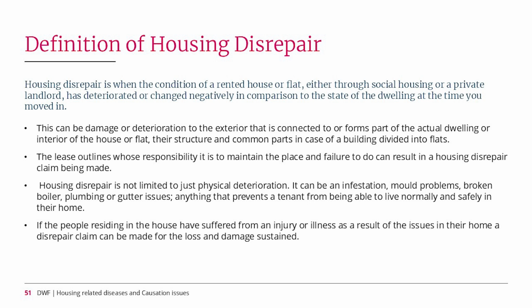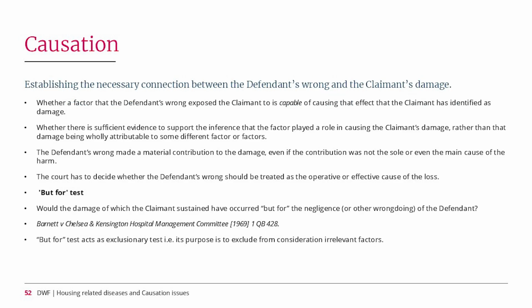So looking at causation, before I go on to the different illnesses and diseases, I thought I'd briefly summarise the legal position on causation. What the claimant needs to do is establish the connection between the defendant's wrong and the claimant's damage. So firstly, in this case, whether it's the mould, the damp, whatever it is, is that capable of causing the claimant harm, illness, injury? And then is there sufficient evidence to show the link between the damage and the illness or injury?